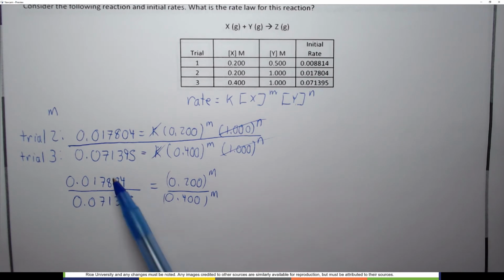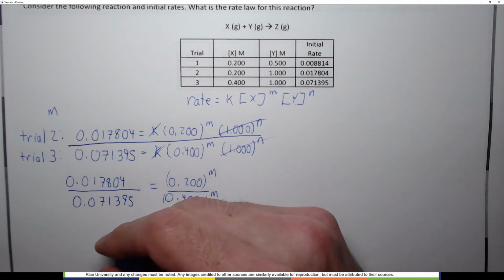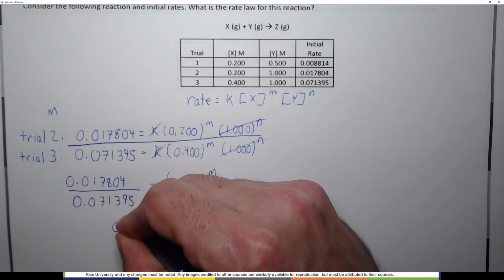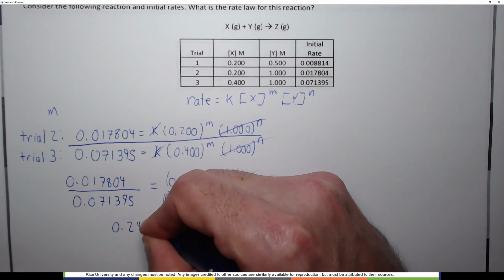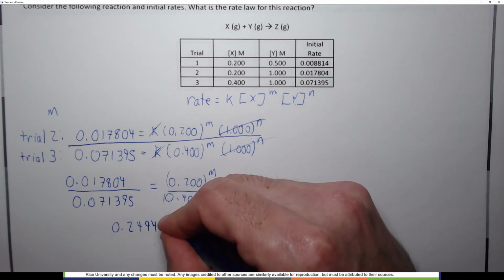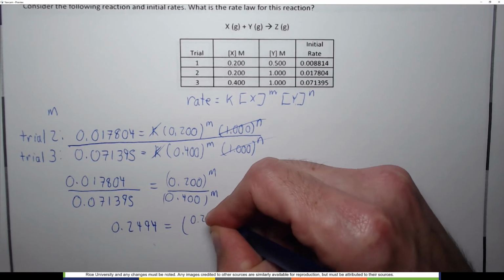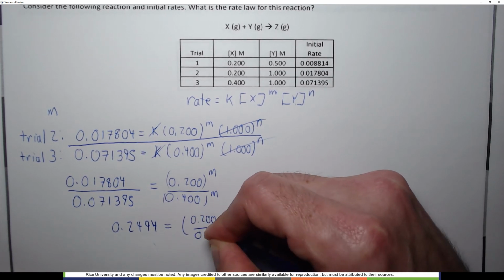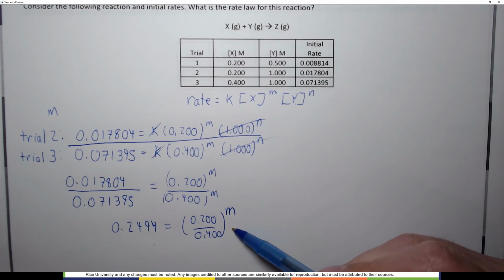First, these are both numbers. So since these are both numbers, I can just plug them in my calculator. When I divide these 2 things, I get 0.2494. So I simply divide those 2 numbers, and I get this value. Equals, you can rearrange this as 0.200 over 0.400 all to the m power. This is mathematically allowed.